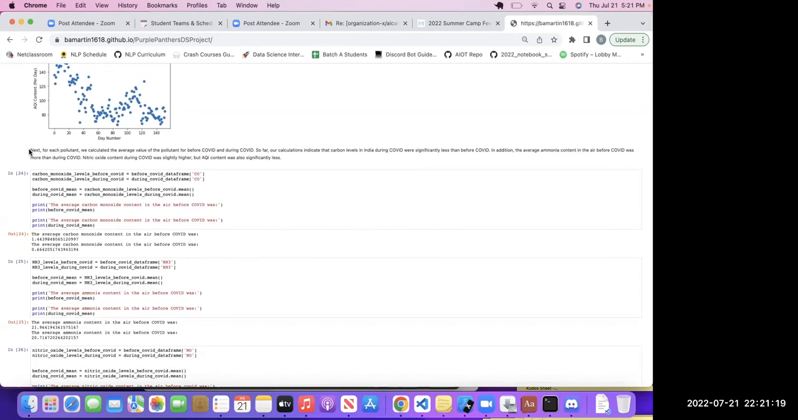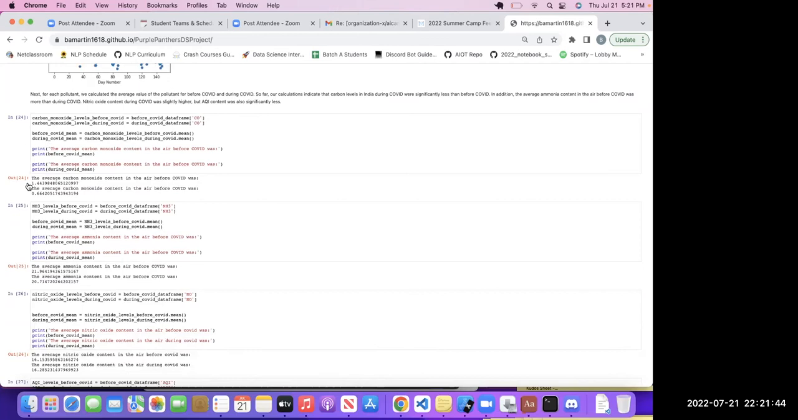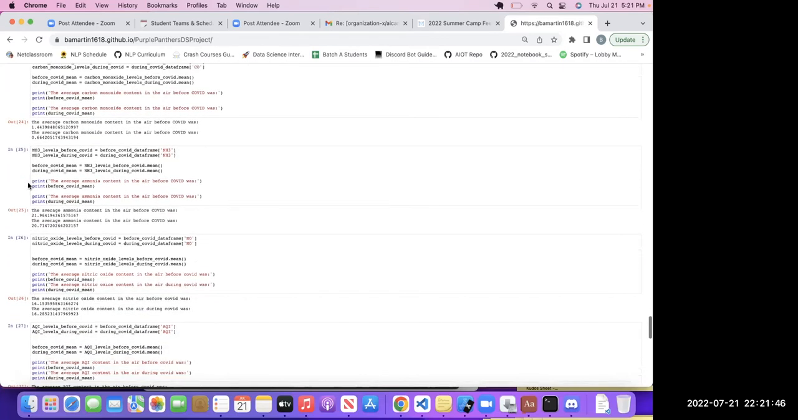Next, for each pollutant, we calculated the average value of the pollutant for before COVID and during COVID. So far, our calculations indicate that the carbon levels in India during COVID were significantly less than before COVID. In addition, the average ammonia content in the air before COVID was more than during COVID. Nitric oxide content during COVID was slightly higher, but AQI content was significantly lower.